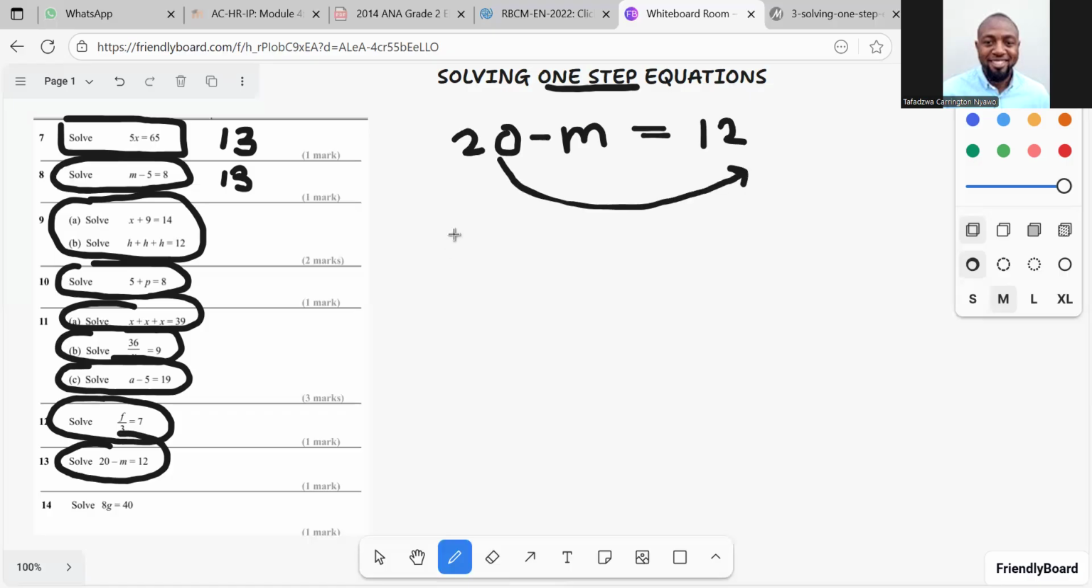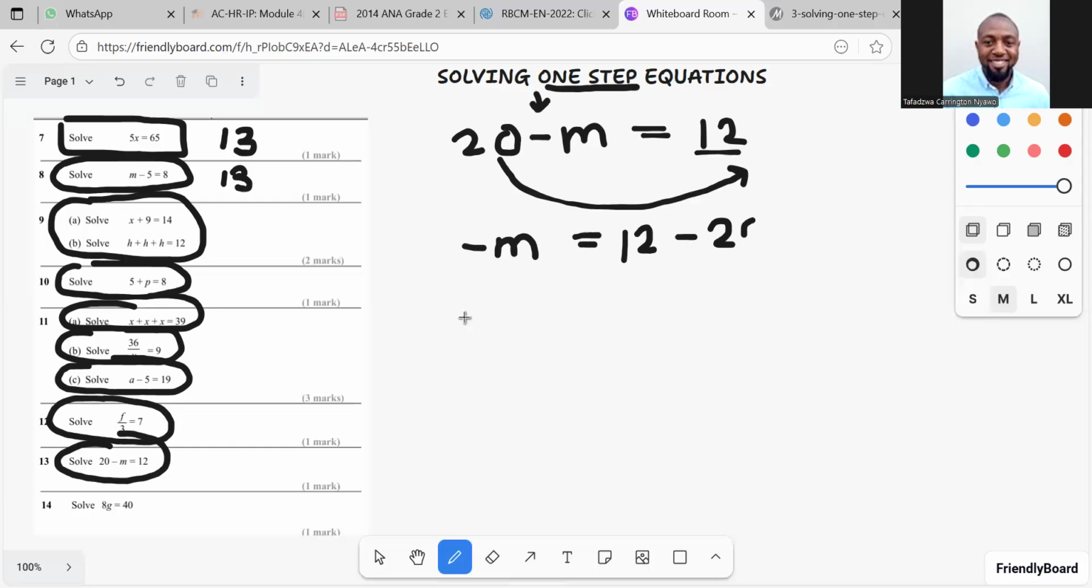So if I take this 20 to the other side, on the left side, I'll then remain with a minus m. Okay, because there's a negative here, isn't it? And that negative is connected to that m. So it remains with the m. When that 20 goes to the other side, the 20 is a positive, by the way, it becomes a negative. And this 12 maintains its position as the first, and then the 20 is going to be a negative 20.